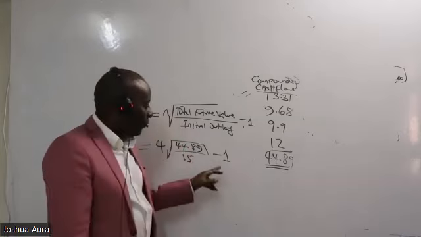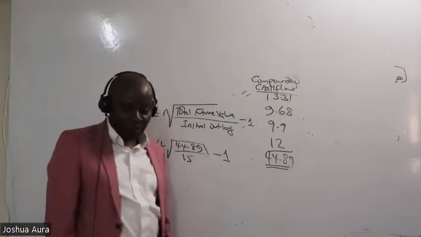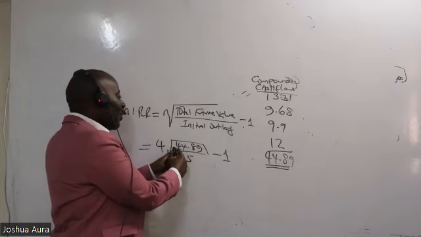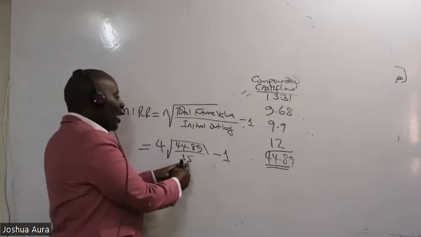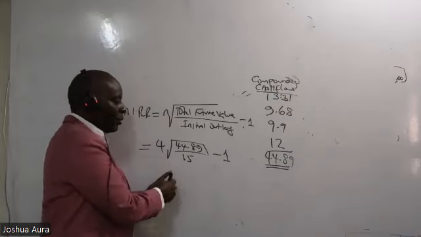Remember at the end of it, whatever you get, you must subtract 1. And remember that 1, my friend. Someone will tell you, teacher, it's this, divide by 15, minus 1, whatever I get the fourth root. No.